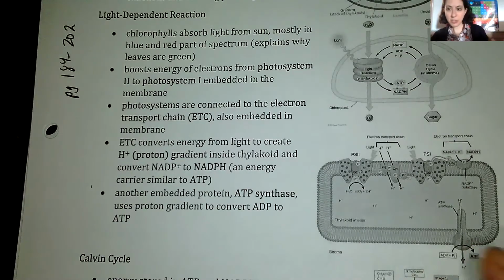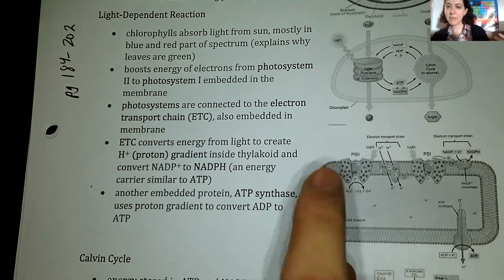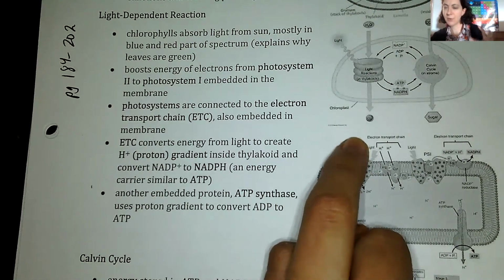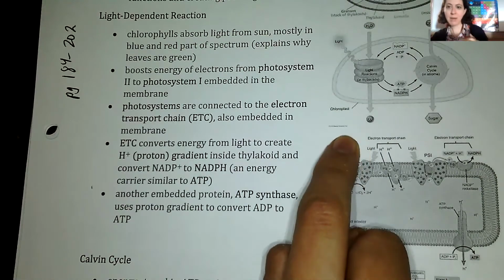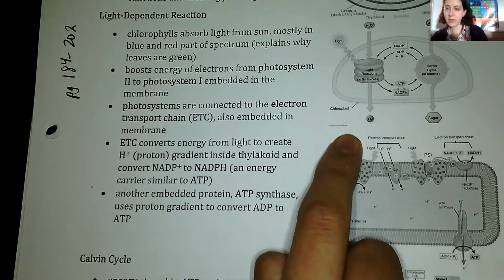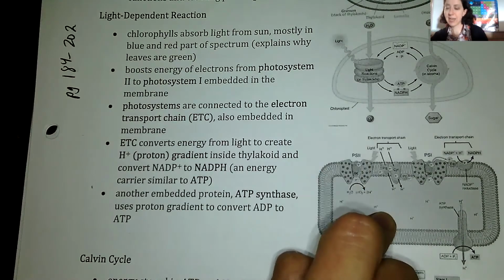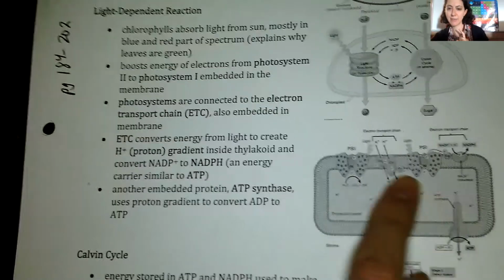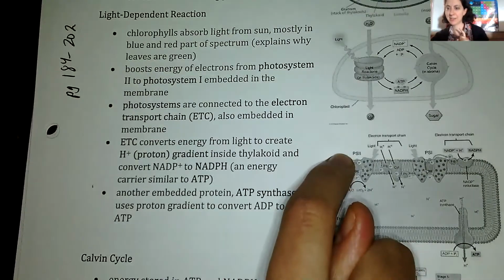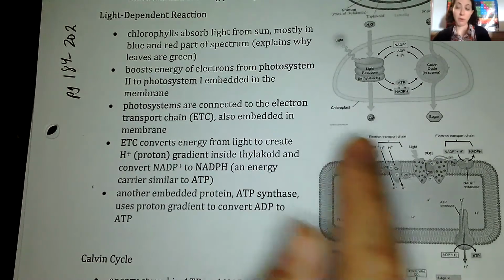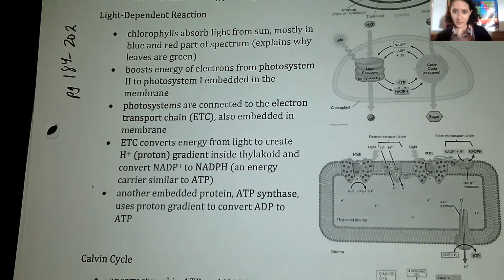What the electron transport chain basically does is take that energy and move protons. H plus is a proton, and it moves them from outside of the thylakoid to the inside of the thylakoid. It's trying to create a proton gradient where there are lots and lots of protons inside and much less on the outside. So it's going against the flow of equilibrium, and that's why it requires energy from these electrons to do so.